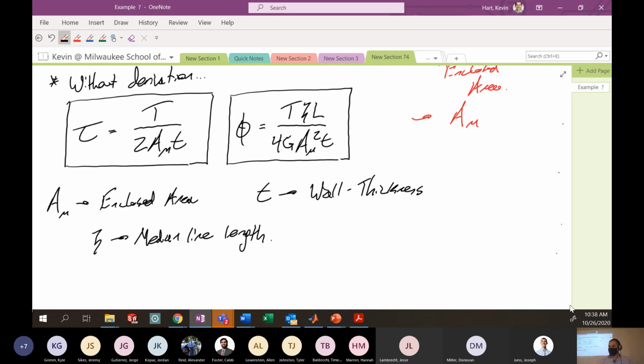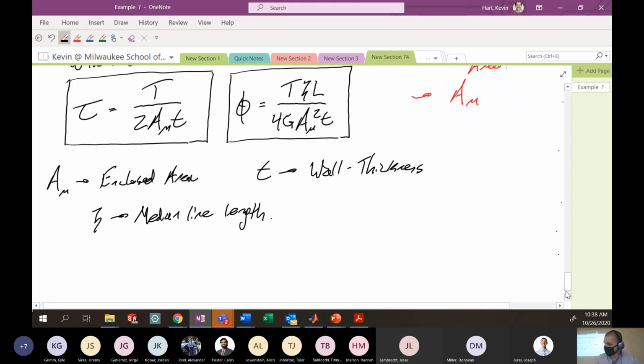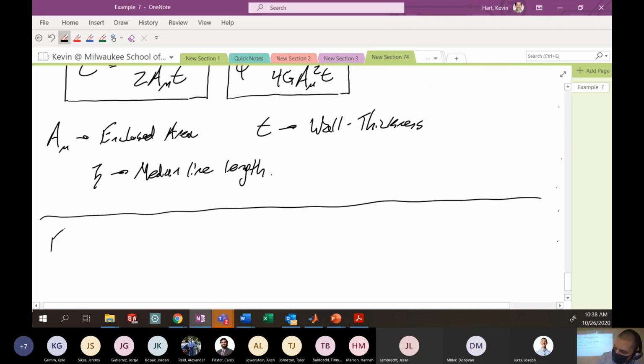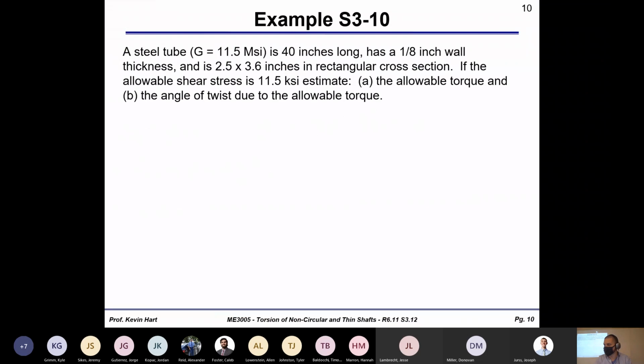All right, so since we're not doing derivation, let's just cap it off with one more example problem and we'll get you out of here. Got a steel tube, 40 inches long, 1/8 inch wall thickness, 2.5 by 3.6 inches rectangular cross section. That's outer dimensions of the cross section. The allowable shear stress 11.5 KSI. Estimate the allowable torque and the angle of twist.